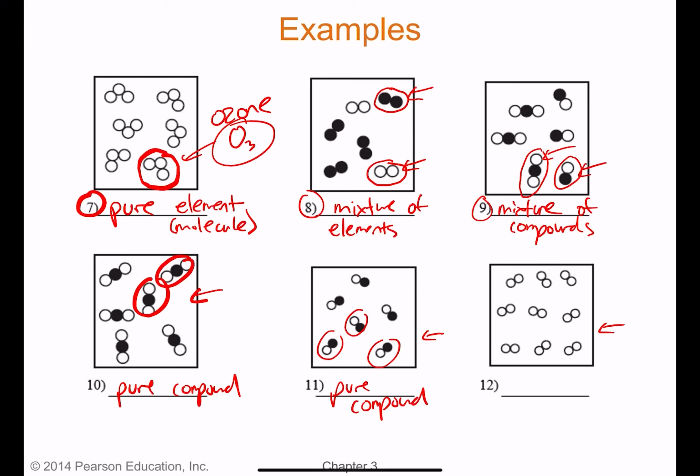Number 12. This one also looks like it's pure, but now each little particle is made of 2 circles that are the same color, so we'll call this a pure element. An example of what this could be representing is H2 gas, hydrogen gas, or O2 gas, oxygen gas, because those are part of our diatomics. I don't think I mentioned it last time, but there's a handful of elements that naturally occur as 2 atoms chemically bonded together, and that's just how they naturally are, and there's 7 of them total.